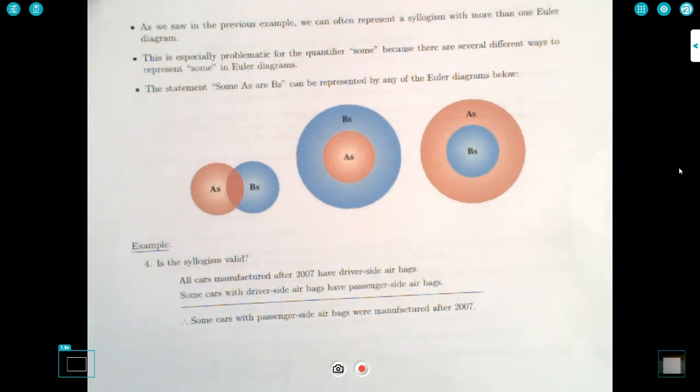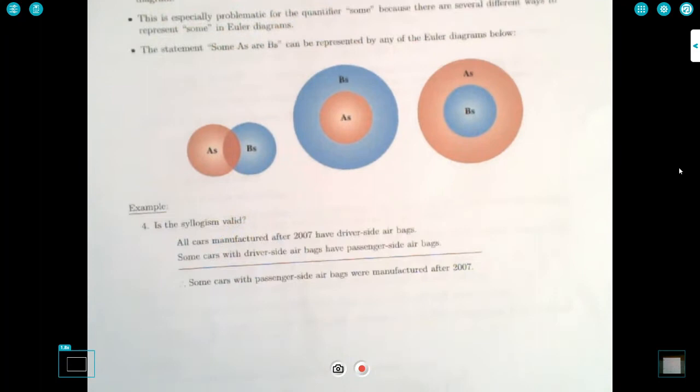And so that makes working with the quantifier some a little bit tricky sometimes. Again, what you have to do when you're trying to decide if a syllogism is valid is look at all of the possibilities, and if even one of them has the scenario that the conclusion doesn't follow with necessity from the premises, then that means the syllogism is not valid. So let's look at a couple examples.